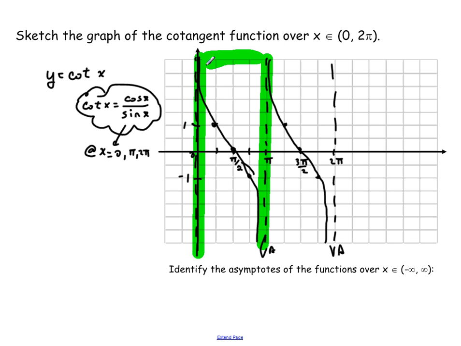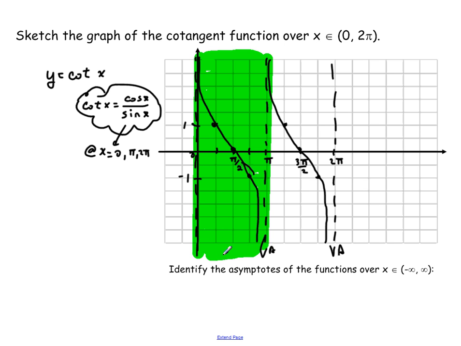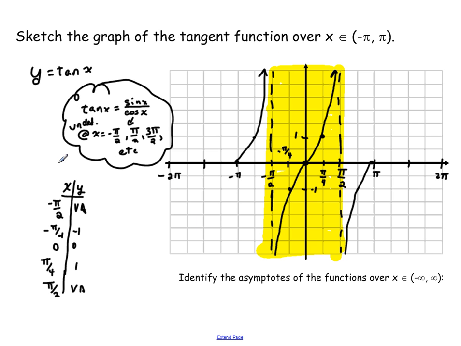And the main part of the function, at least one cycle of the graph, was right here on that interval from 0 to pi. So we think of that as the basic cycle of the cotangent function. And so we might make a note right here that we're going to use when we're graphing this later on. The basic period of the function is equal to pi. And that's the same thing with tangent. The basic period of the function is equal to pi. So we'll use these facts when we're graphing our cotangent and tangent example functions in the next videos.